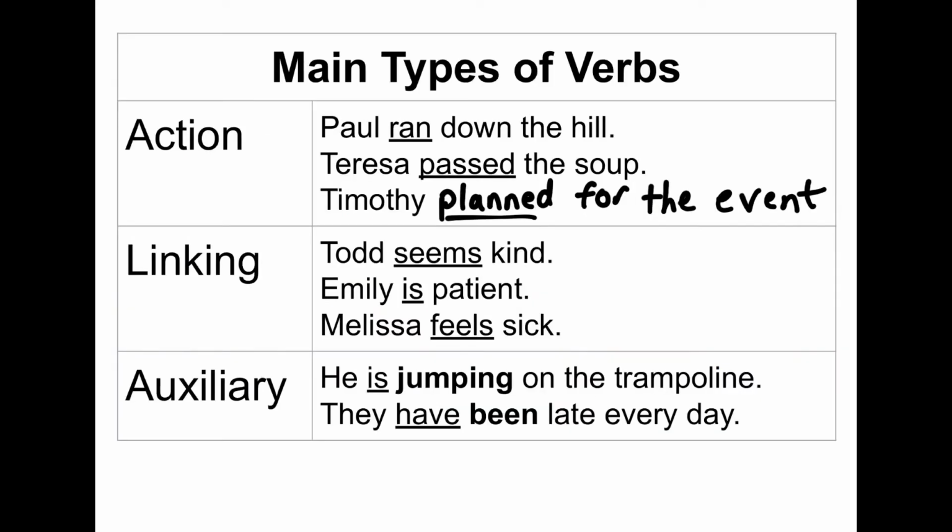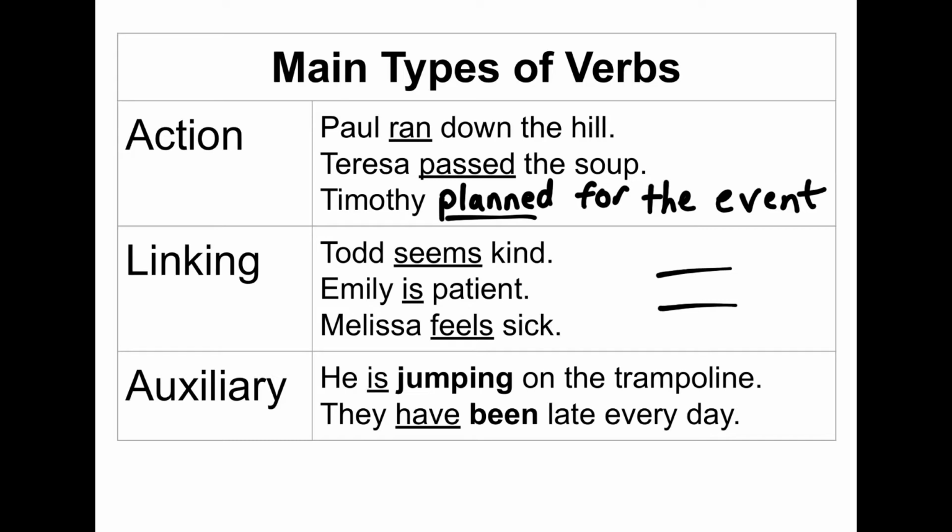There are three main types of verbs. Action verbs like Paul ran down the hill, or Teresa passed the soup, or Timothy planned for the event can be mental or physical actions that the subject carries out. Linking verbs connect a description of the subject to that subject. So they're almost like a big equal sign. Todd seems kind, Todd equals kind, Emily equals patient, Melissa equals sick. There's no action occurring here.